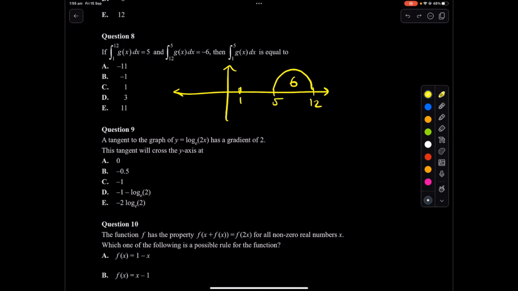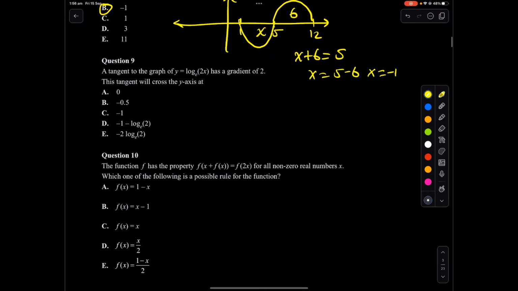And then what's 1 to 5? Let's say 1 to 5 is x. Adding these two together, x plus 6 must equal 1 to 12, which is 5. So x must equal 5 minus 6, so x is -1. So B is your answer.